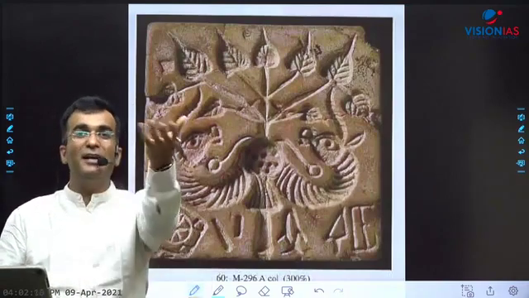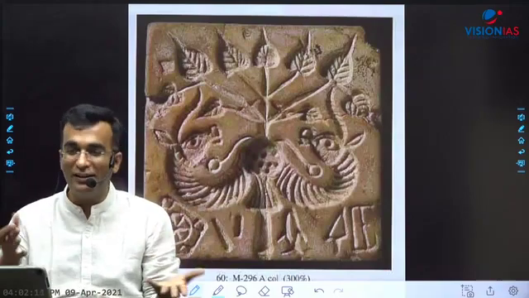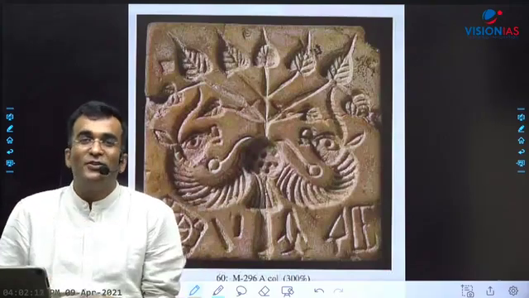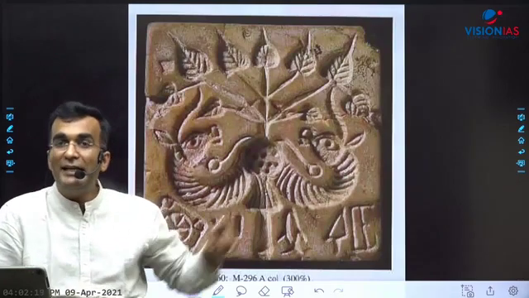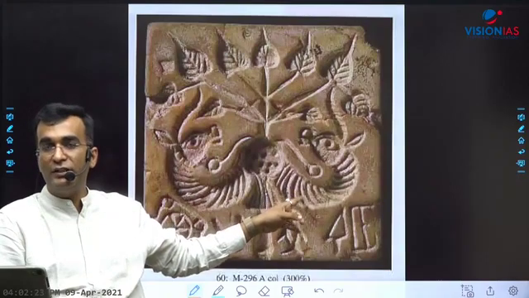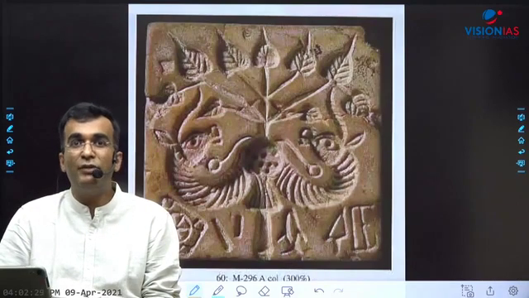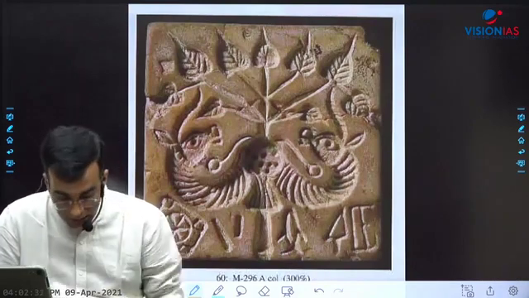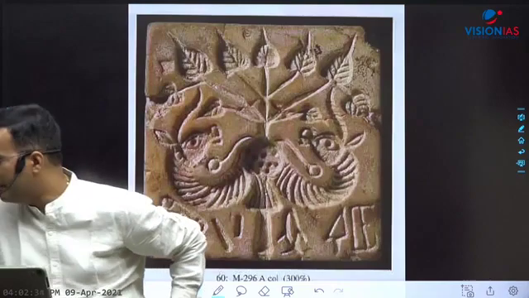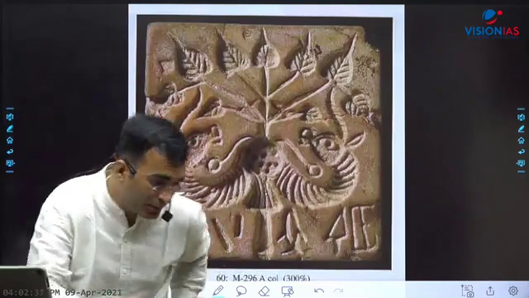So let me ask a few things related to this. So the peepal tree indicates nature worship. Obviously it is indicating nature worship. Even till this point of time, the peepal tree is very much revered and respected in the Indian religion. There are many scientific aspects associated with the peepal tree. Try to understand it very carefully.